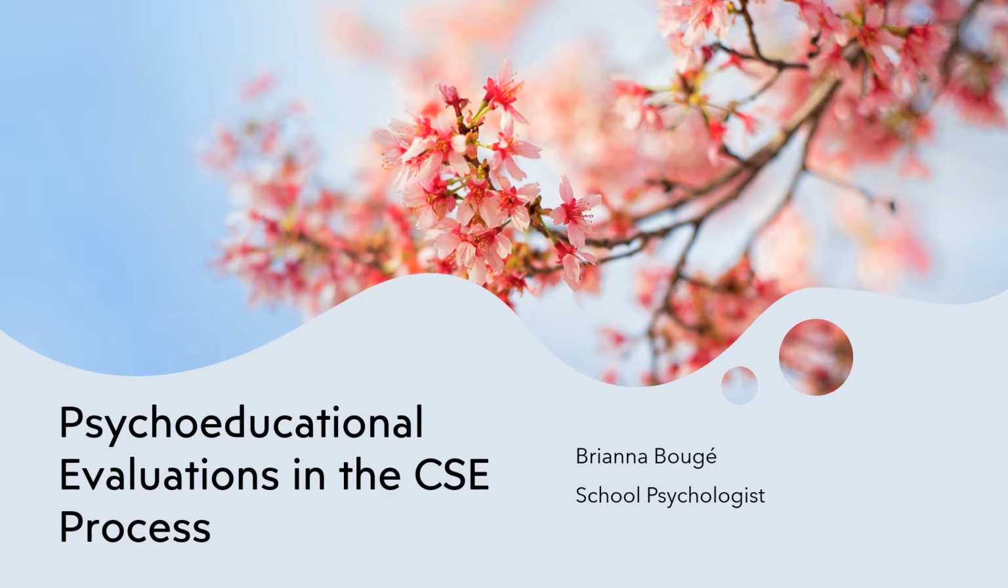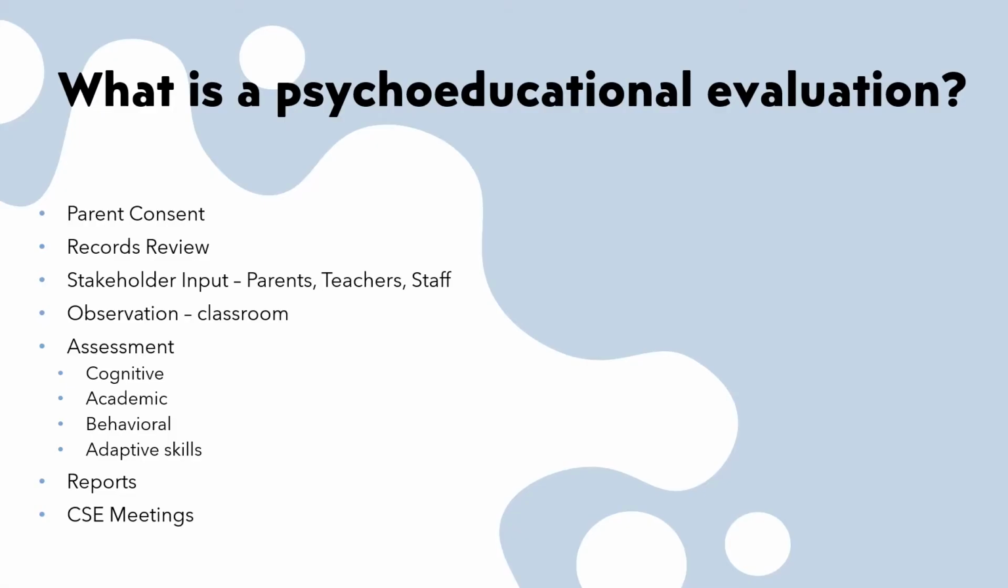And today I'd like to talk to you about psychoeducational evaluations in the CSE process. So what is a psychoeducational evaluation? Well, a psychoeducational evaluation is something that we use in a school to look at the full picture of a child. So the way that they think, what they look like in the classroom, how others see them, their cognitive, academic, behavioral abilities, and we kind of put together a whole picture of a child.